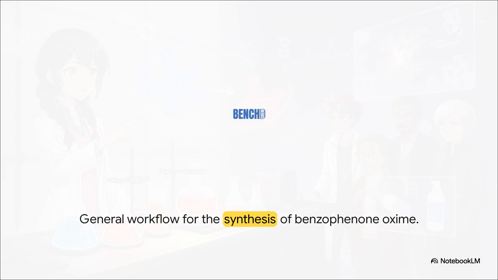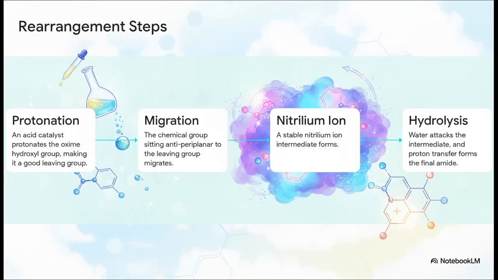This is a foundational lab procedure because you regularly hit near quantitative yields. We're talking 98 to 99% pure product, just by refluxing it for 5 minutes and crashing it out in acidic water. Once you've got that oxime in hand, the rearrangement itself is this beautifully coordinated 4-step dance. Step 1, an acid catalyst comes in and protonates the oxime's hydroxyl group, which basically turns it into an elite leaving group, water.